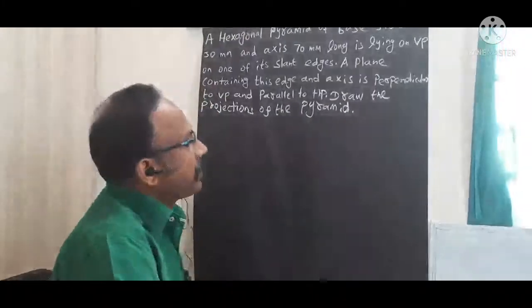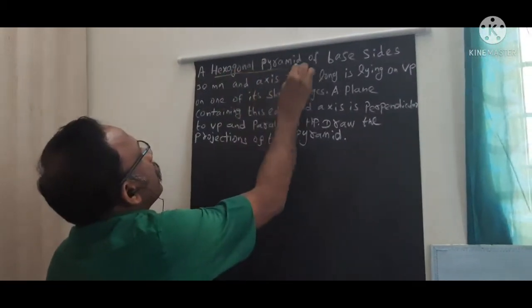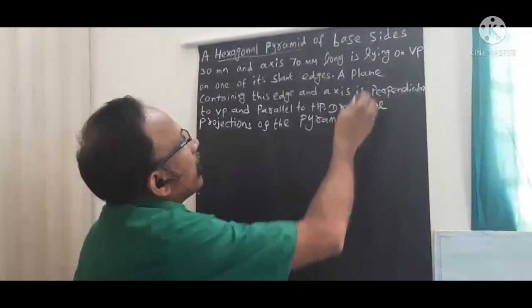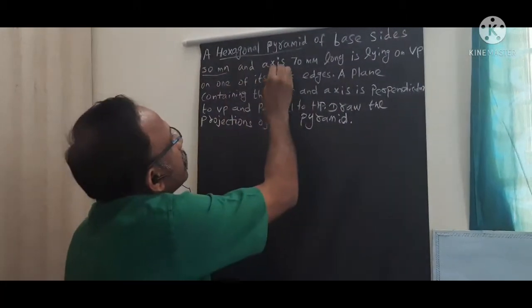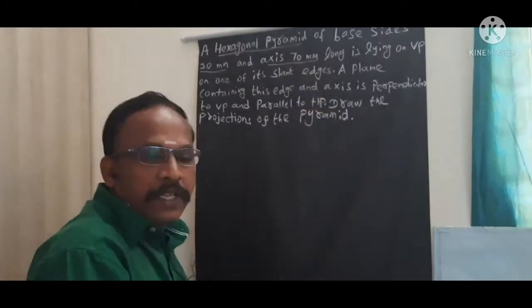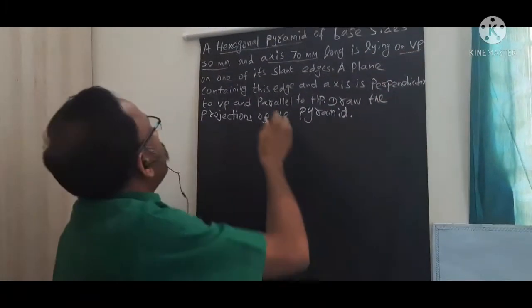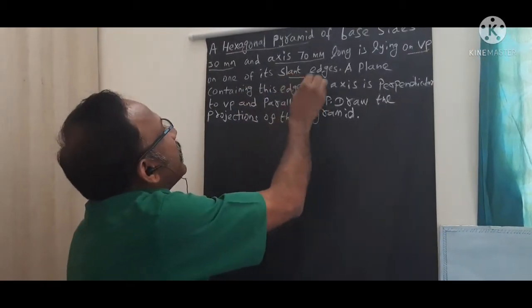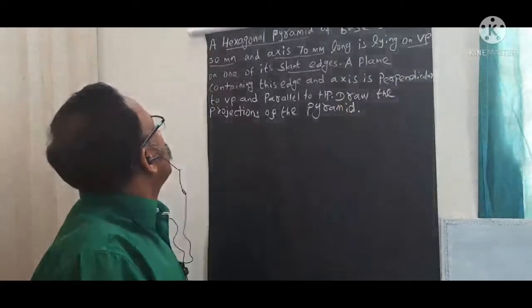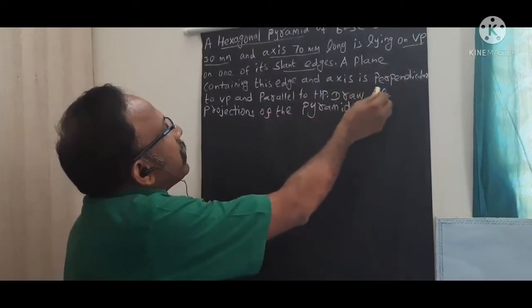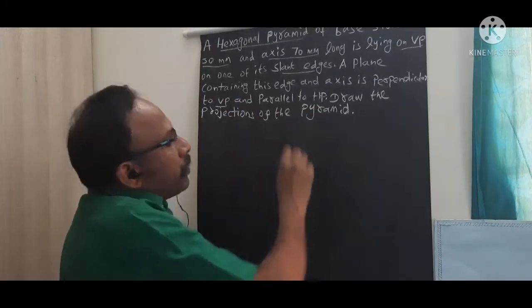So what is given here? The object is clearly given as the hexagonal pyramid of base side 30 mm and the axis is given as 70 mm long. This is lying on VB, on one of its slant edges. A plane containing this edge and axis is perpendicular to VB and parallel to HB.